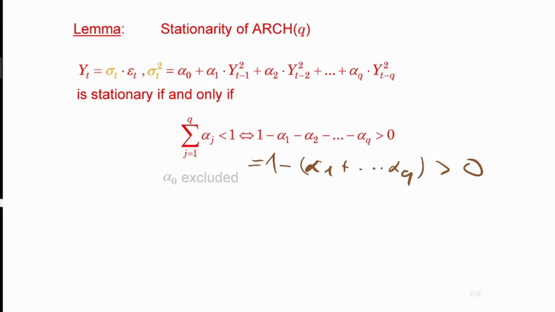This is the stationarity condition for ARCH processes, and I'm going to illustrate that. So if this is true, then the process is stationary. If the process is stationary, then this is true.